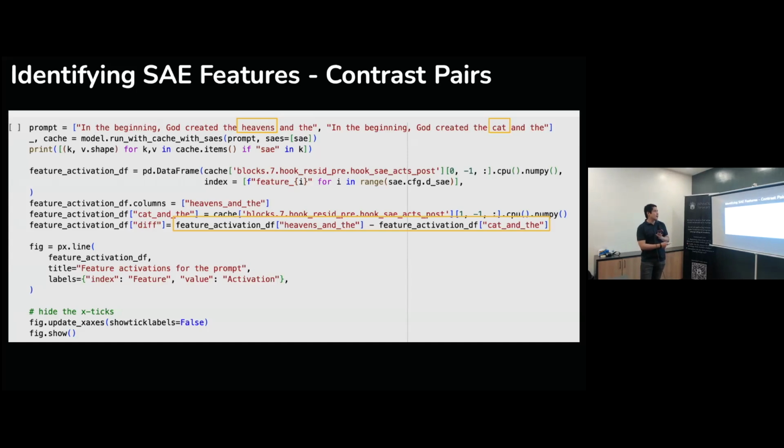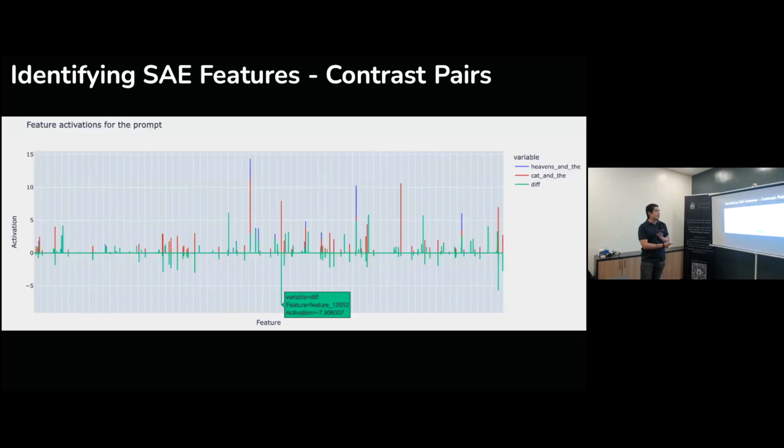So a basic example. You have two prompts here. In the beginning, God created the heavens, and the second prompt is, in the beginning, God created the cat. So there's a heaven prompt and then a cat prompt. If you get the activations for each and then get the differences and plot them in a graph, you'll see here, blue is the activations for the heavens prompt, red is for the cat prompt, and the difference is in green. The x-axis is the feature ID. So here we see that there's feature 12952, which has a high difference in activation. So we can hypothesize that that feature probably has something to do with animals.